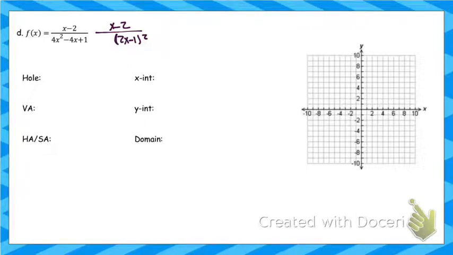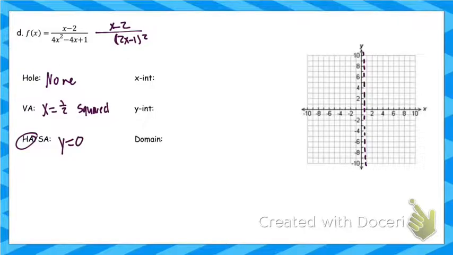All right, so this time, there's no hole. No factors canceled out. Vertical asymptote, we set the bottom equal to 0. And that factor was squared. That means at that asymptote, my graph is going to go in the same direction on both sides. All right, this one is going to have a horizontal asymptote because it's bottom heavy. So it's y equals 0 for that horizontal.